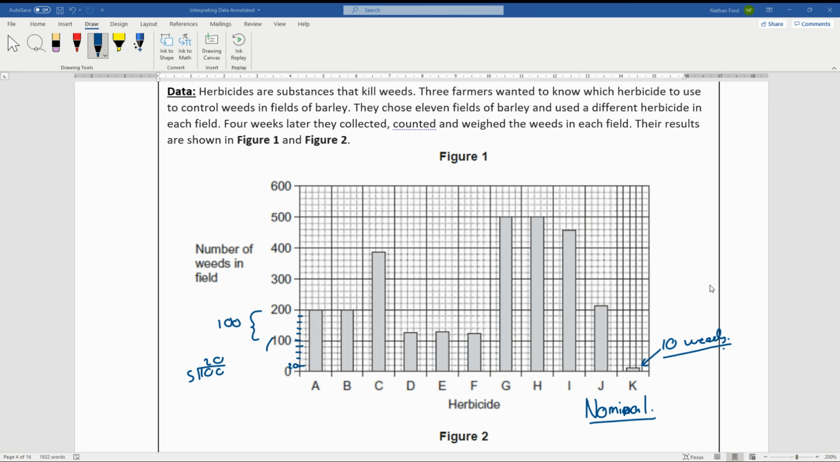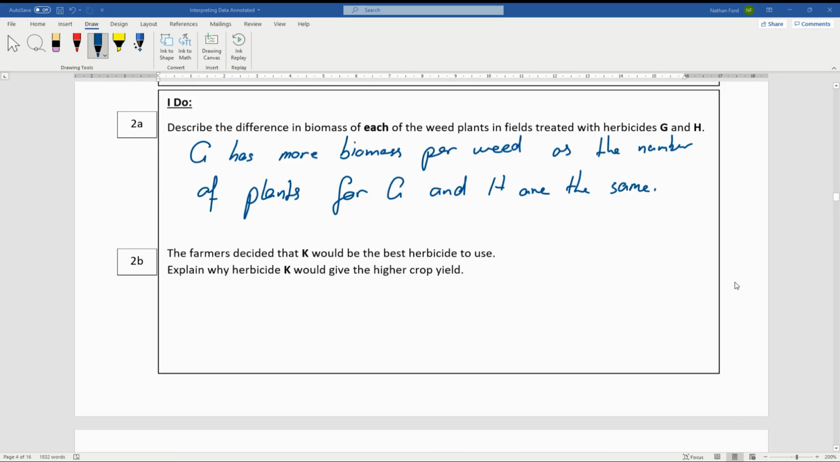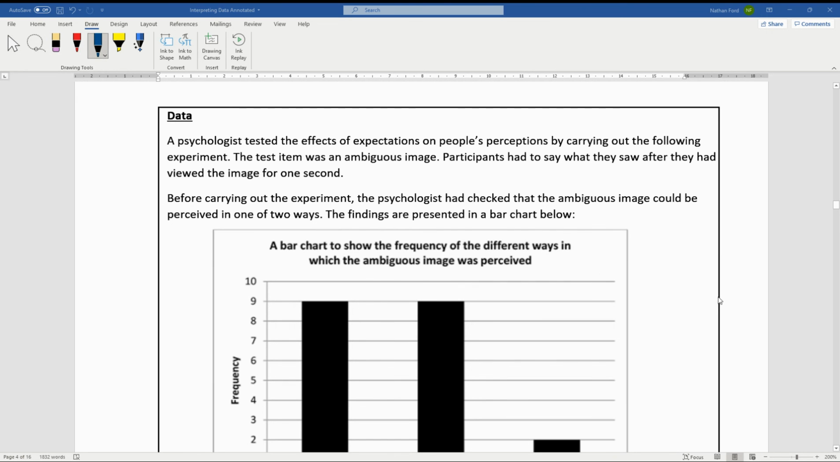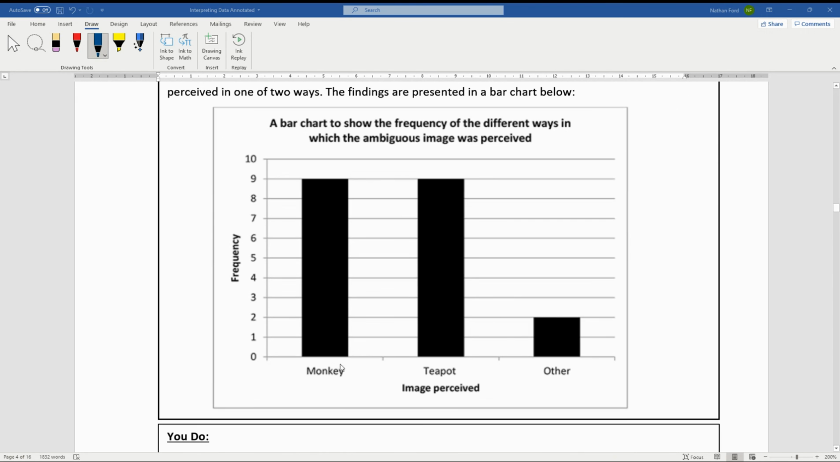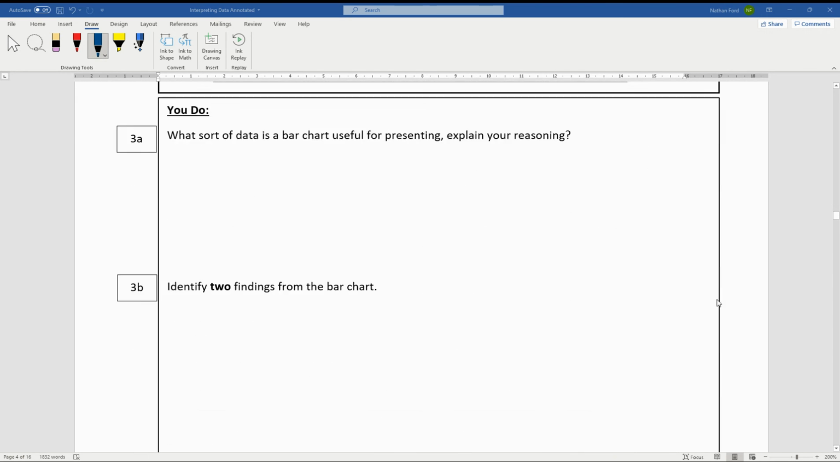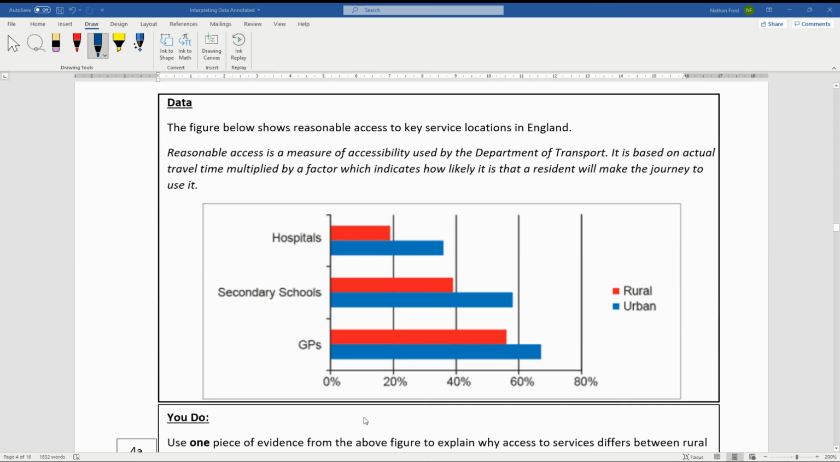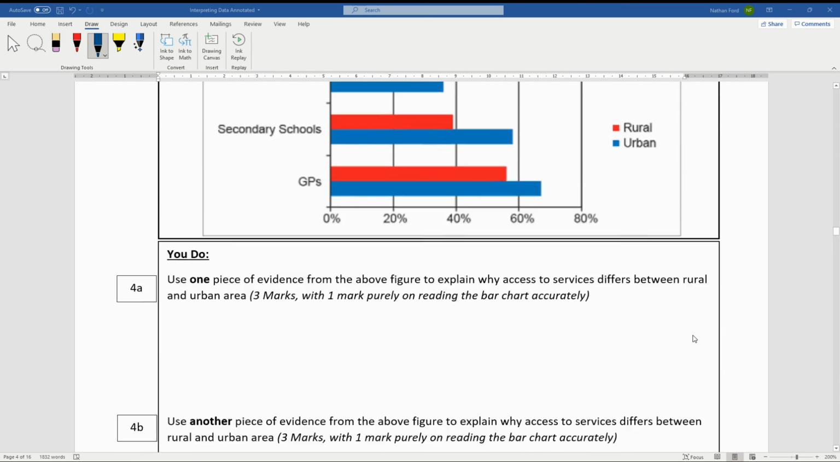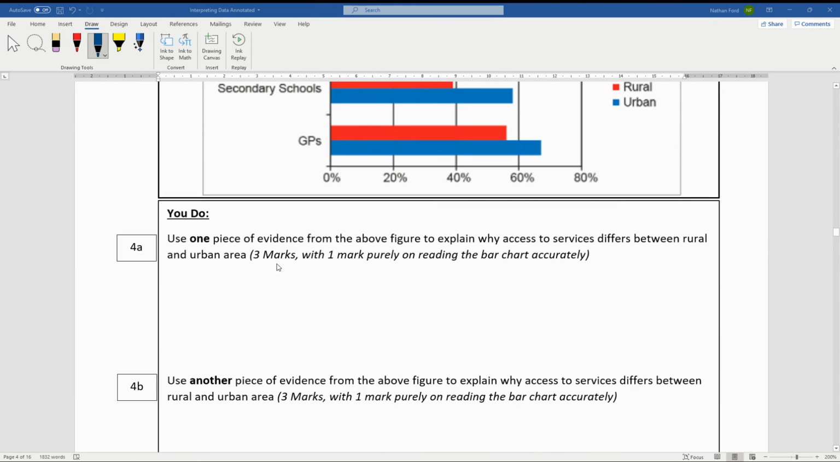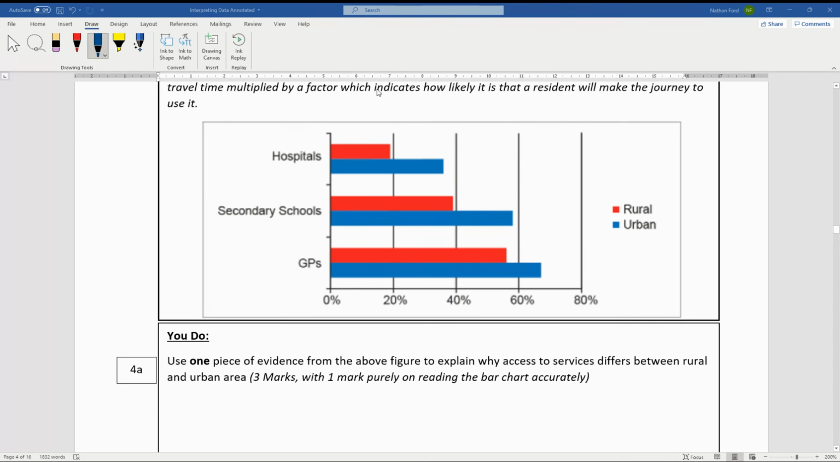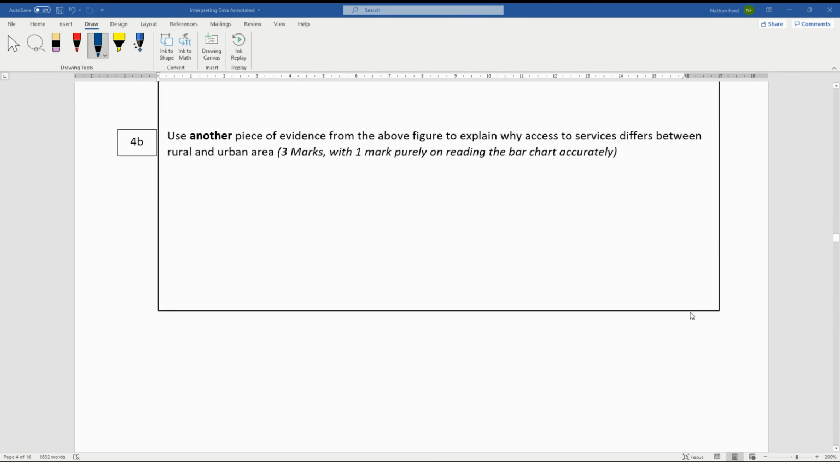Now what I'd like you to do is go through and actually try. There's a couple of questions down below. I'll scroll down. There's a question here which has you comparing a bar chart for a psychology question, and here is another one, which is a geography-based question. As you can see, there's 3 marks for these questions, but there's 1 mark purely for reading and putting the values that you have into your answer.